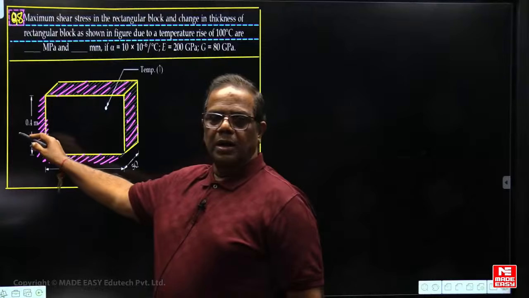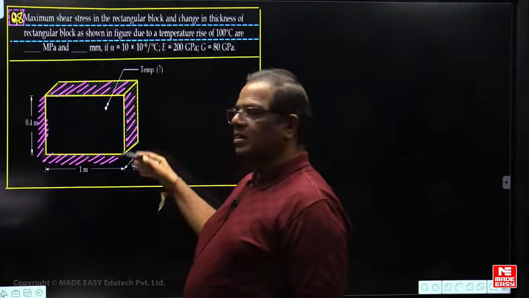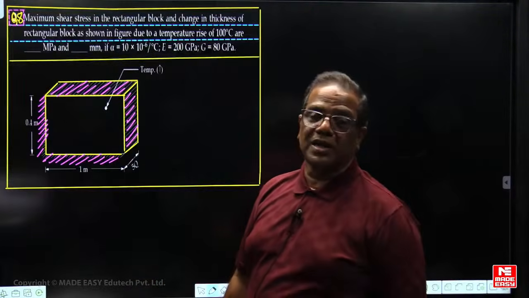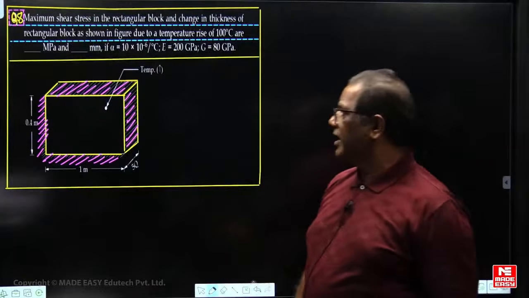Length, width and thickness. इस केस के लिए मैक्सिमम शियर स्ट्रेस फाइंड आउट करना है और चेंज इन थिकनेस भी फाइंड आउट करना है.